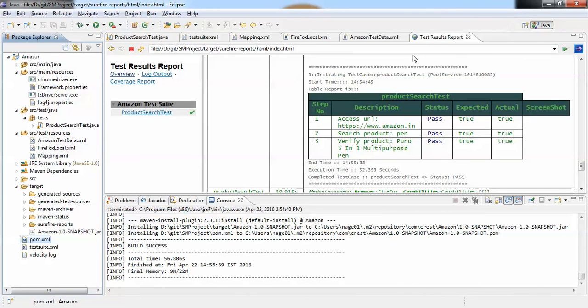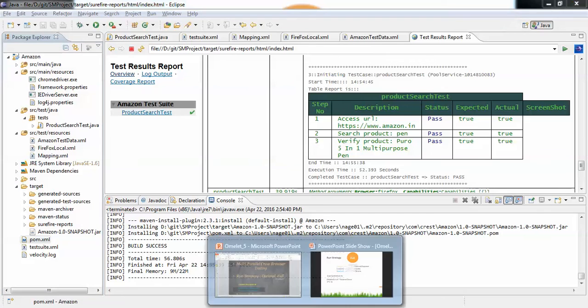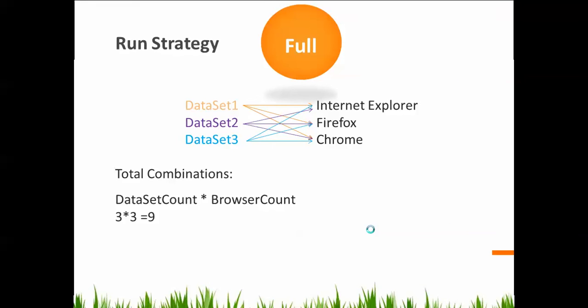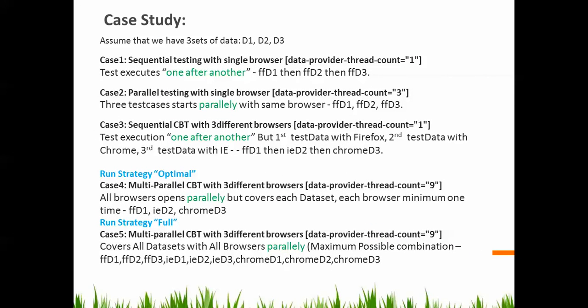So I have successfully demonstrated this feature of the Omelet framework, and I have a few more cases which I want to show you. These are the different cases I have observed: at what condition we need to give data provider count as 1, at what condition it will be 3, at what condition it will be 9. So how we can calculate the maximum possible combinations in case of run strategy optimal, and in case of run strategy full. Everything I have explained clearly.